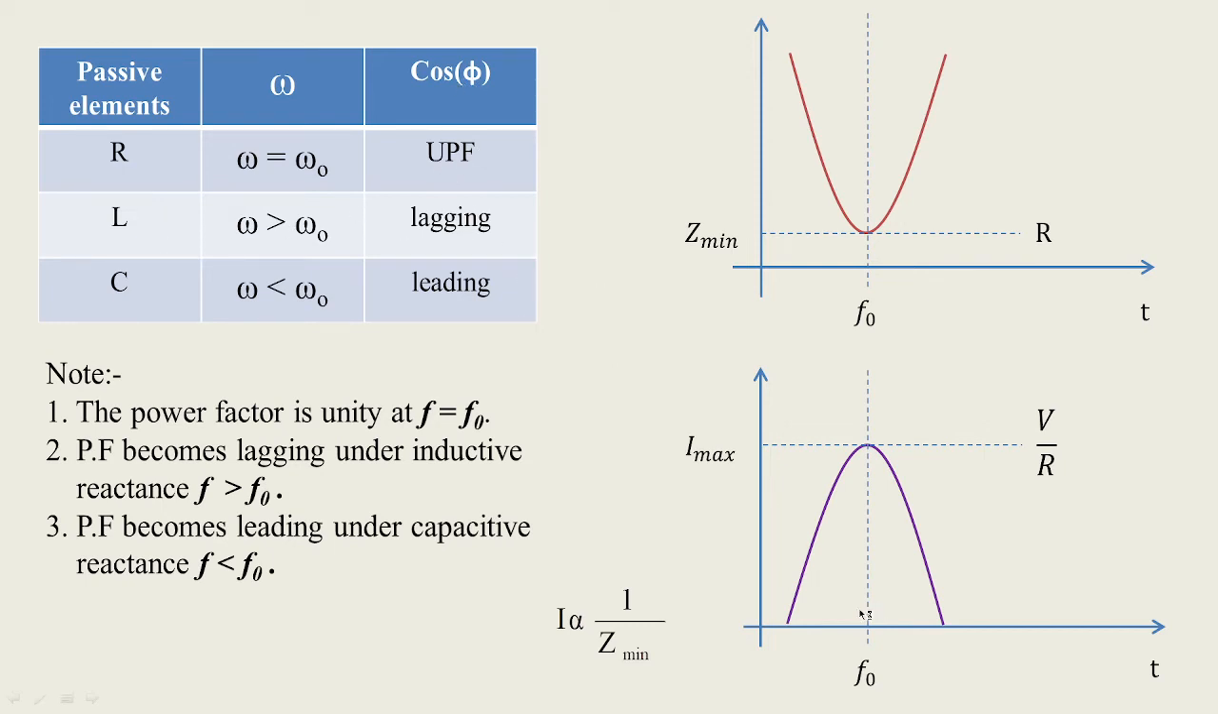And after F naught, it will be lagging because the circuit behaves as inductive nature, and leading, that is before F naught, that is omega less than omega naught, the circuit behaves as capacitive reactance circuit. So this is how you can remember the concept of resonance. So let us frame F1 and F2, which can be obtained.